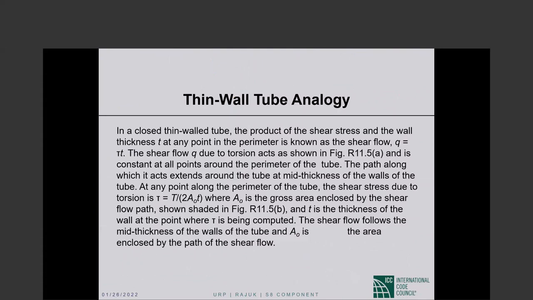So in a closed thin walled tube, exactly what we were looking at, the product of the shear stress and the wall thickness t at any point in the perimeter is known as the shear flow q. q is equal to the shear stress tau multiplied by the wall thickness t. The shear flow q due to torsion acts as shown in figure 11.5a. That's the figure out of the ACI 318 commentary.